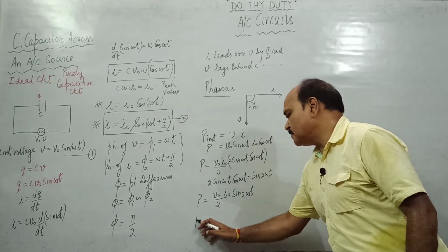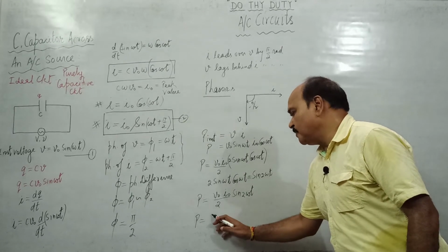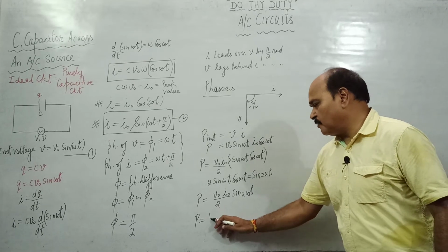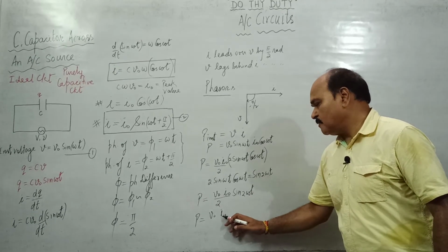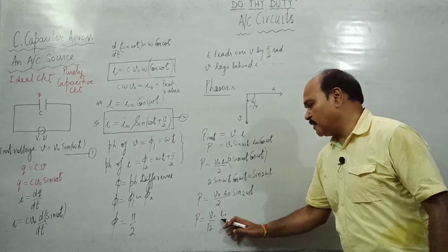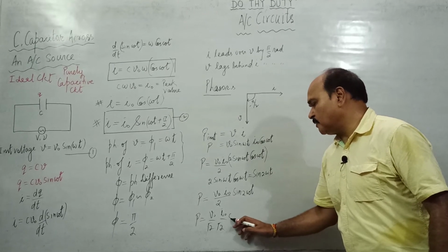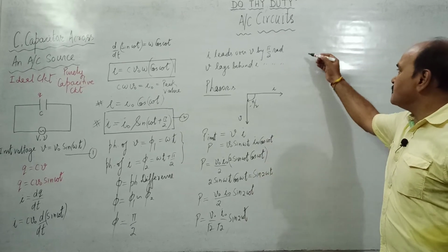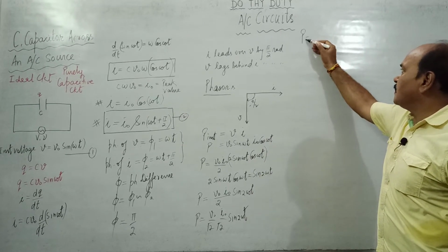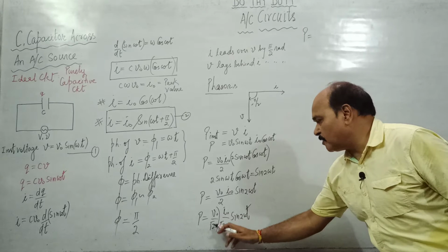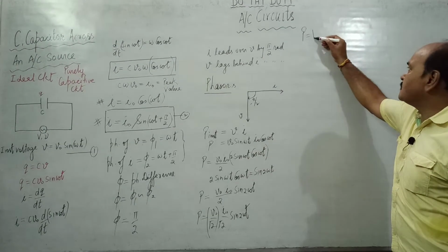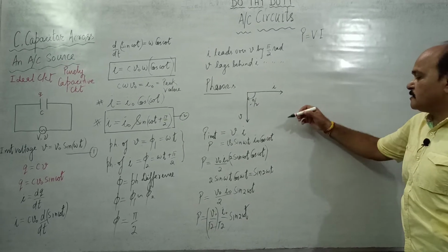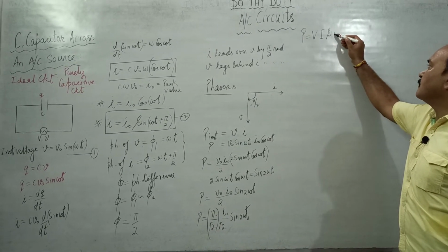Or we can write it as P is equal to V naught, I naught, we write root 2 here, root 2 here, and this is sine of 2 omega t. This simply means the instantaneous value of power can be written as V naught upon root 2, which is Vrms, times I naught upon root 2, which is Irms, times sine of 2 omega t.